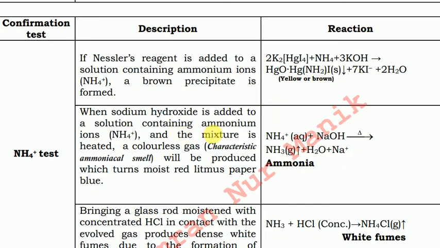Another test: when a sample solution that contains ammonium is heated, a colorless gas is produced, and the gas has a characteristic ammoniacal smell. This gas produced by heating the sample solution containing ammonium will turn moistened red litmus paper blue. That means we have to take a sample solution in a test tube and heat it. After heating, it will produce a gas. The gas will have a characteristic ammoniacal smell, and the gas will turn the red litmus paper blue.